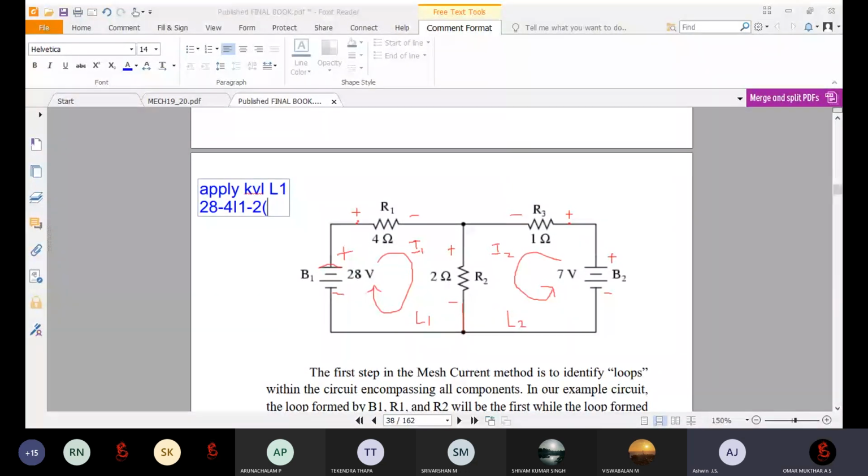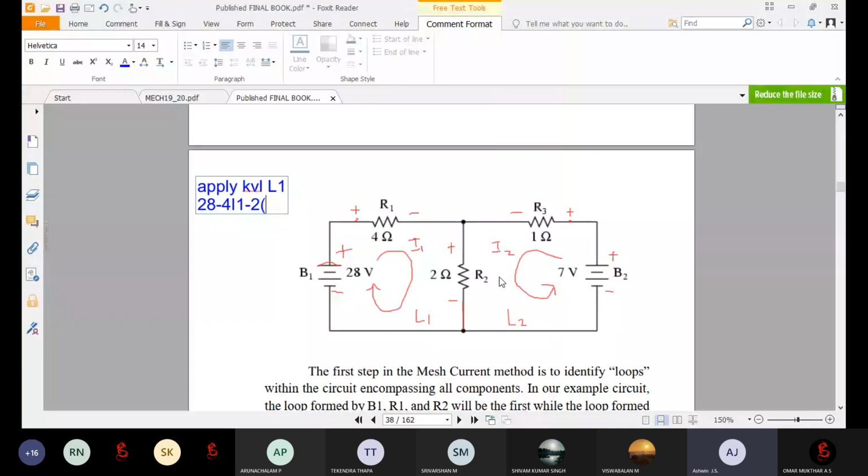Sabari, your voice is breaking. No, sir, that one is Shivam, sir. Shivam Kumar Singh, sir. Shivam's voice is breaking. Arunachalam, mute your mic. Yeah, mute your mic.